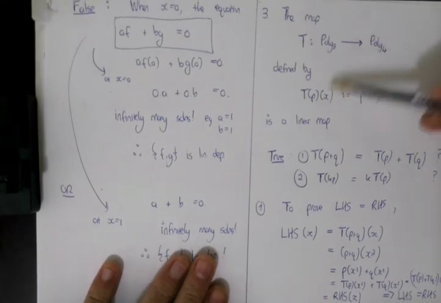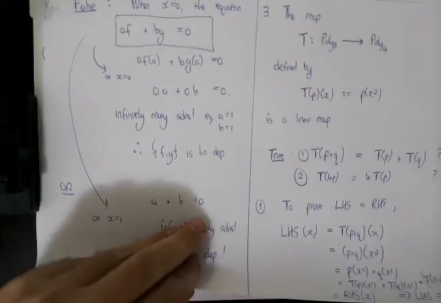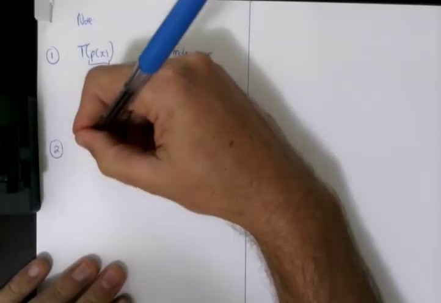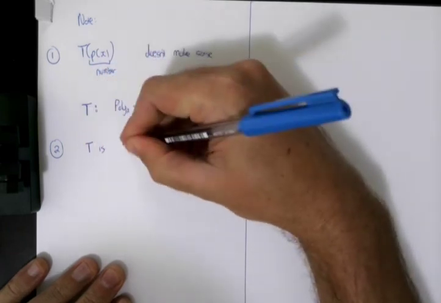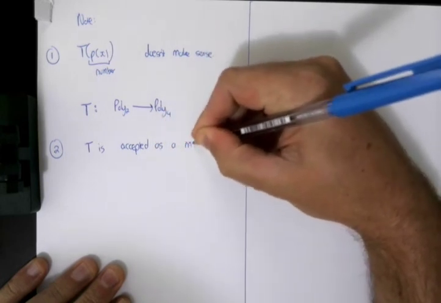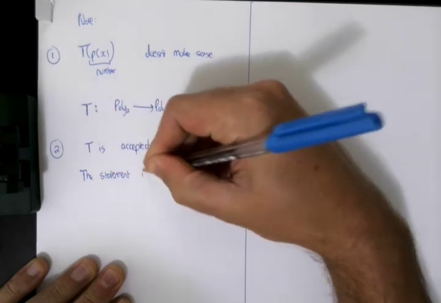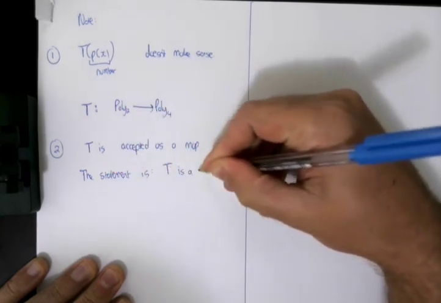The question is, is it a linear map? That's what you have to check, right? It is definitely a map. Is it a linear map? That's what the sentence is asserting. It's taking for granted that it is a map. Okay, so just be careful that you can correctly parse the sentence to understand what exactly you're trying to prove. So T is accepted as a map. The statement is that T is a linear map.